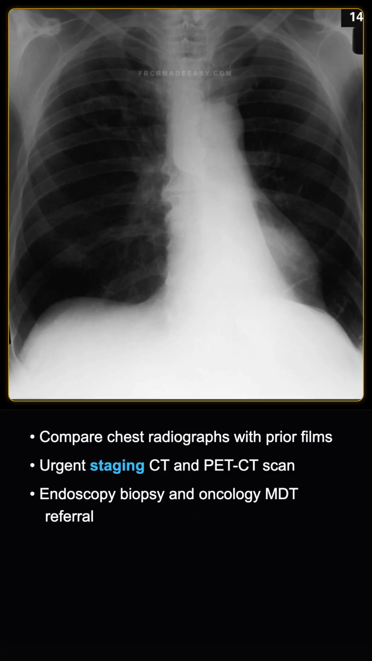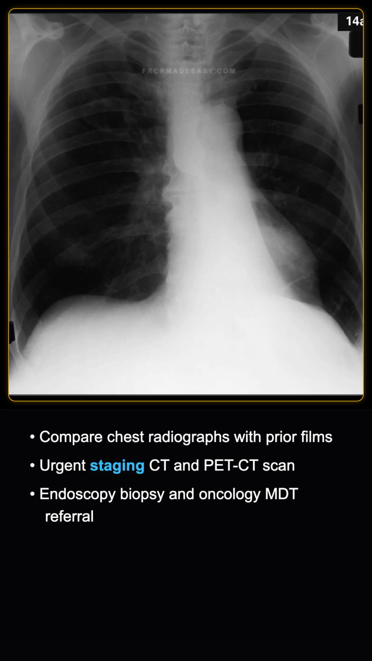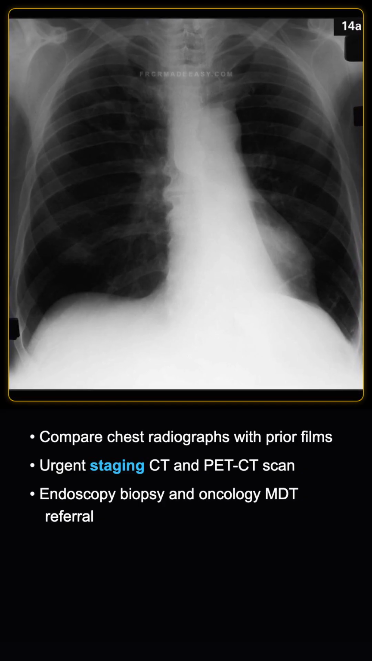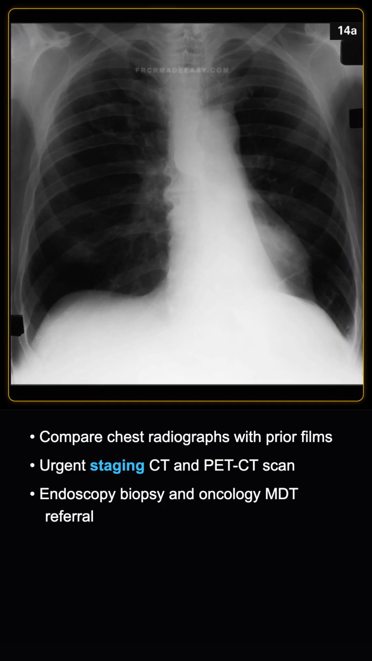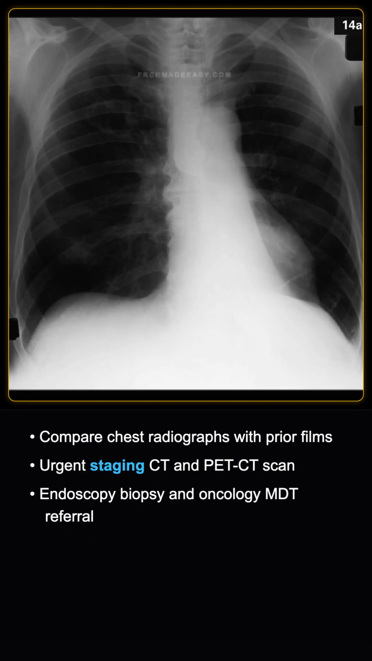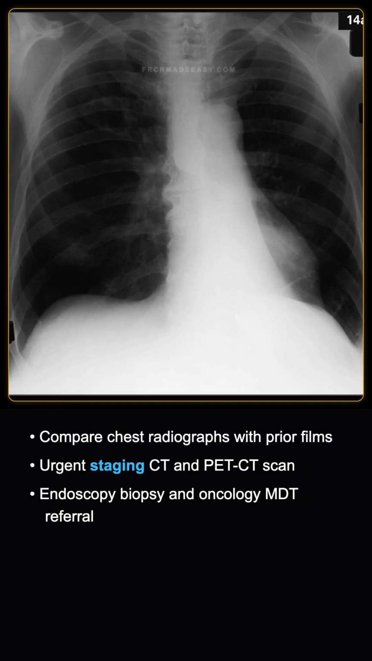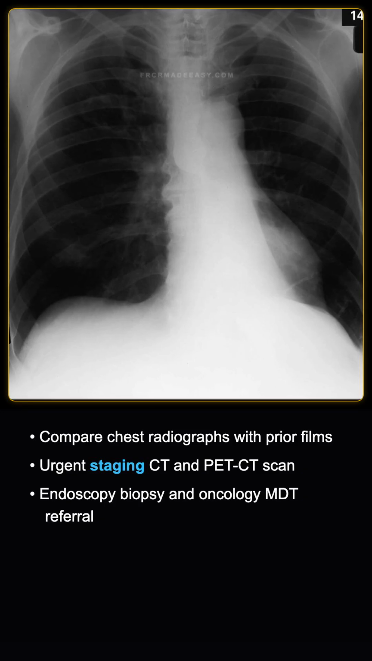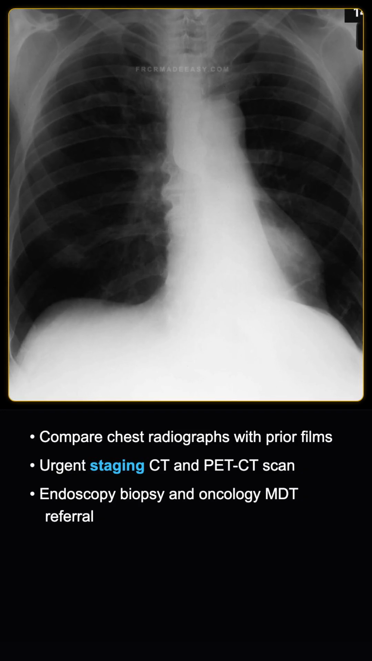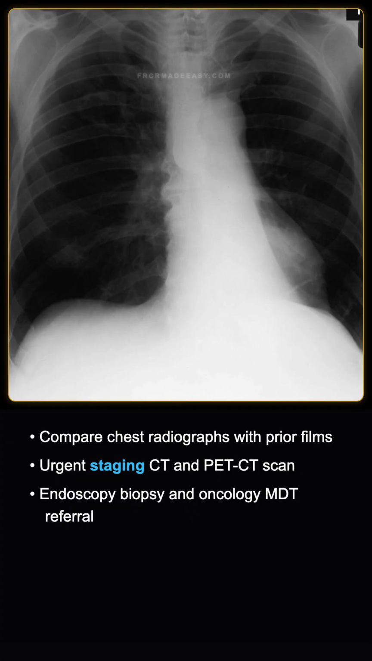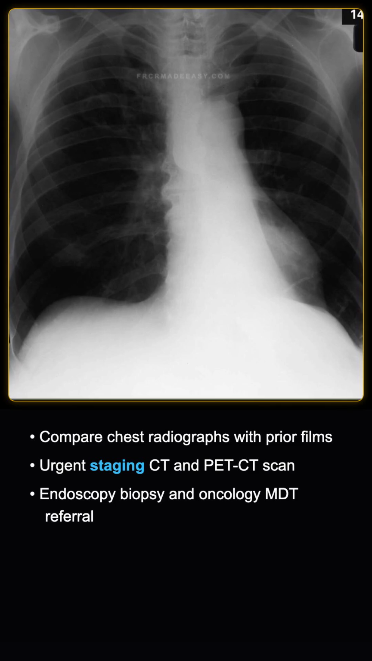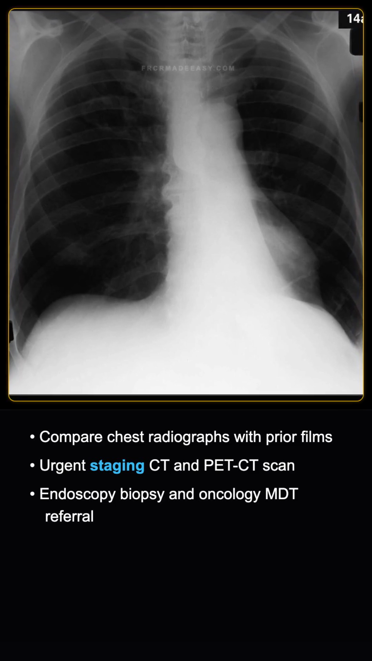I would recommend an urgent staging CT scan of the chest, abdomen, and pelvis, and an FDG PET-CT to evaluate for systemic metastases. I would recommend an upper gastrointestinal endoscopy with biopsy of the esophageal lesion for histological confirmation. Finally, I would refer the patient immediately to the upper gastrointestinal multidisciplinary team and oncology for systemic therapy and consider esophageal stenting if dysphagia is severe.